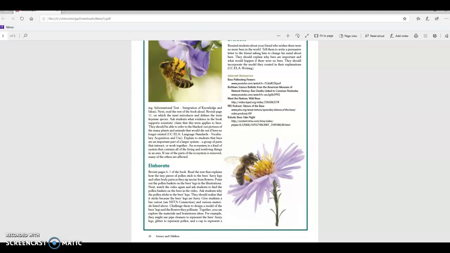After that, they will be instructed to write a letter to a friend that explains why bees are important and what the world would be like without bees in it. The letter that the students create should address the main issues presented in the book on how not having bees affects the ecosystem. All in all, I really enjoyed this lesson.